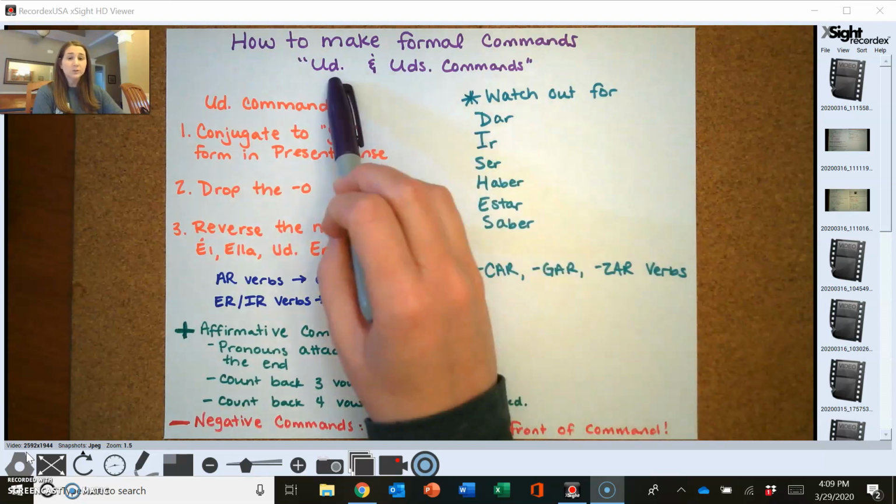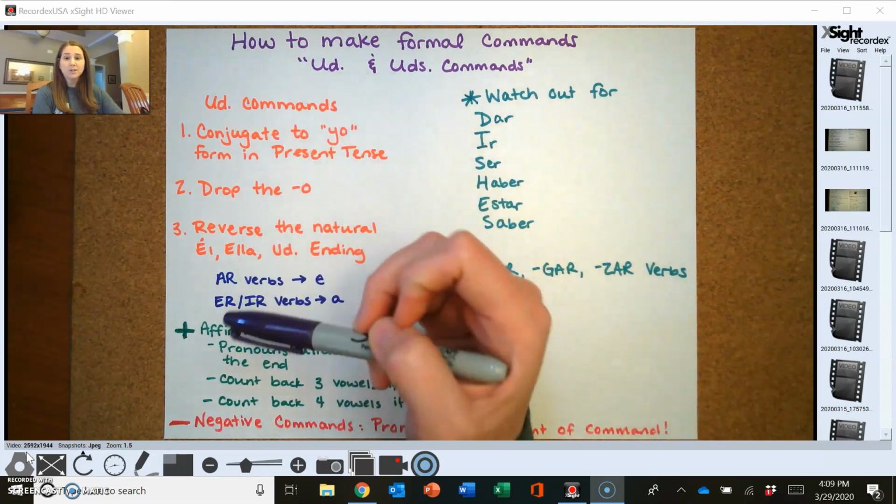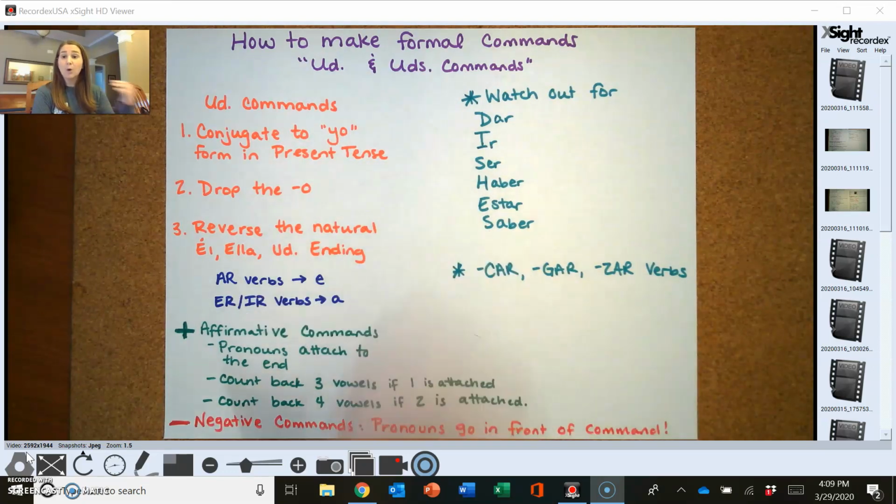They could be an usted command. That would be when I want to boss someone around that has power over me or that's higher up on the hierarchy. So for example, if I wanted to tell Miss Stewart that she needs to do something, I would give her a command, but I would do it in a polite way. Sometimes these are called formal commands or they're called polite commands. It's when you want to boss someone around that is higher up than you, okay?